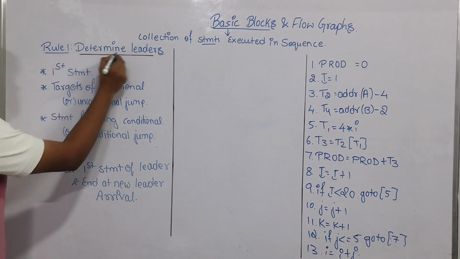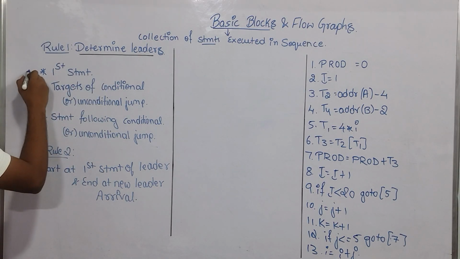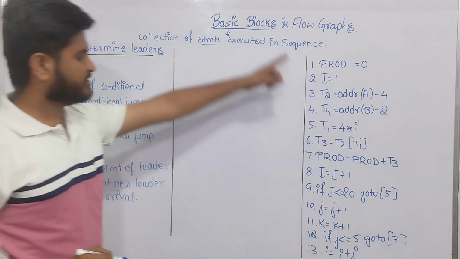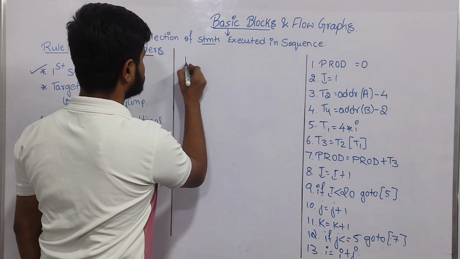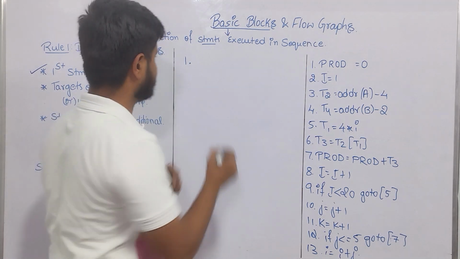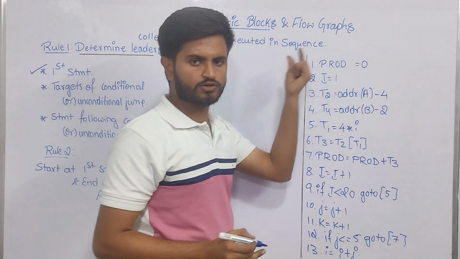The first rule is to determine the leaders. Who will be the leader? The first statement in the given question will be the leader. So which is the first statement? Let's take the number itself: 1. So the first one will be the leader, that is prod is equal to 0.